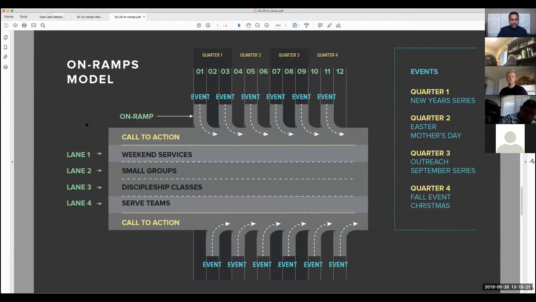Small groups, discipleship class, and serve teams are probably the most engaging of those four that are going to get people to really connect into the life of the church. So let's go back to our example. If we have a men's event, we're talking to men. Maybe have a guest speaker coming in, and that guest speaker is speaking on this idea of becoming the man that God's called you to be, whatever that topic looks like.